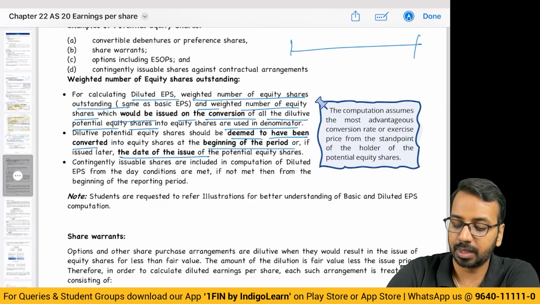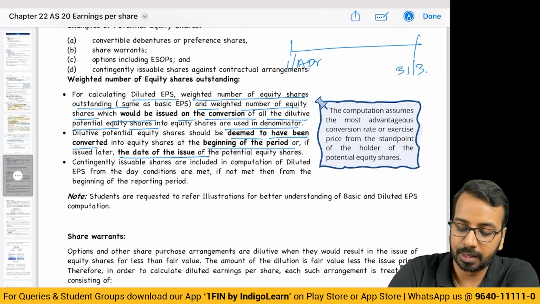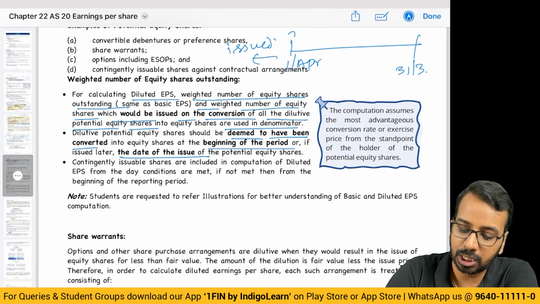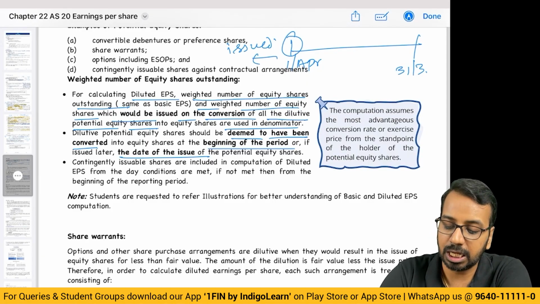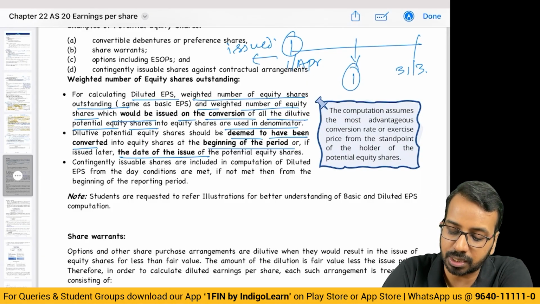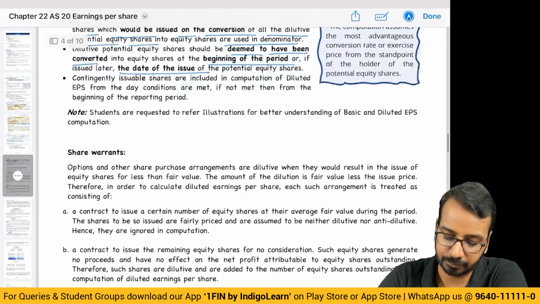Meaning to say, if this is 1st of April, this is 31st of March, and they were issued here, issued in the previous period, you will consider 1st of April as the relevant date. If it is issued during that period, you will consider from this date. Okay.